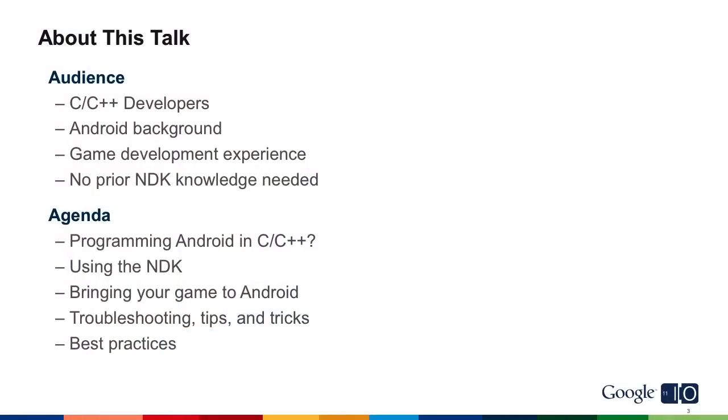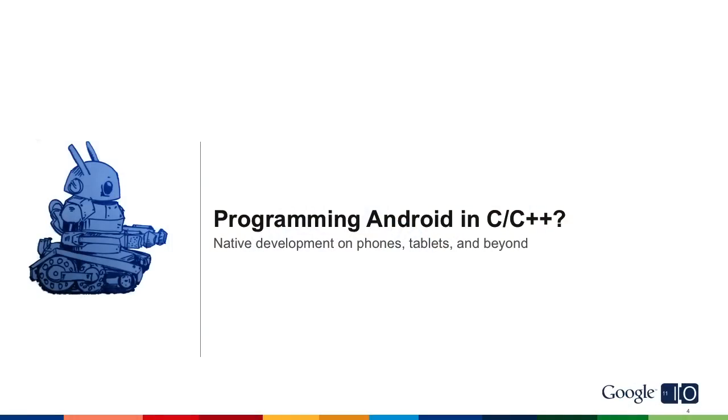So our agenda for today is going to be programming Android in C and C++, using the NDK, bringing your game to Android, troubleshooting tips and tricks and tongue twisters, and best practices. So to start off, programming Android in C and C++. And I'm going to be joined, by the way, by Ian Lewis, who is also a developer advocate here on the Android team doing game development, helping out game developers.